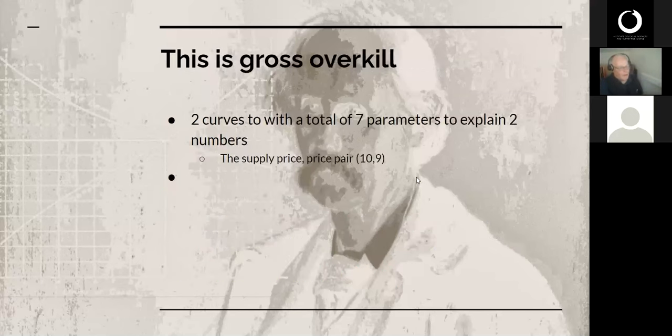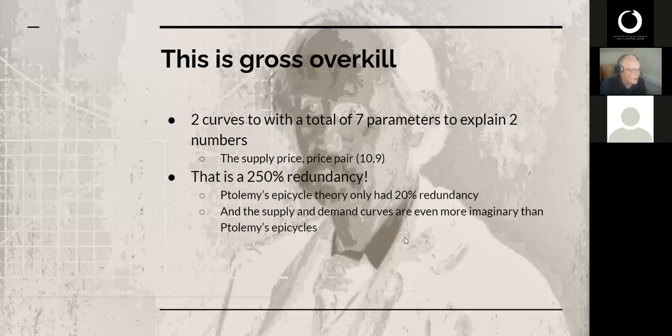7 free variables. Two curves with 7 parameters to explain 2 numbers, the supply-price pair. In his example, 10 is the supply and the price is 9. So where is the information economy here? This surely is what Leibniz was calling the ridiculous art of geomancy, dotting things and then drawing lines through them.